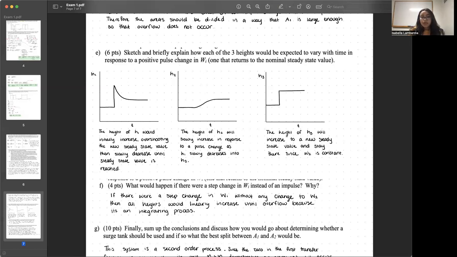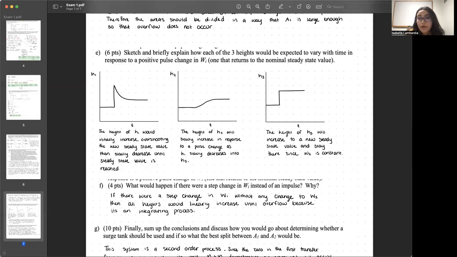And as H1 is draining, it's going to drain into H2. And same thing, the flow rate through the weir is going to have a higher rate at first. So H2 is going to increase at a faster rate in the beginning, and then it's going to slowly come to a higher steady state value.